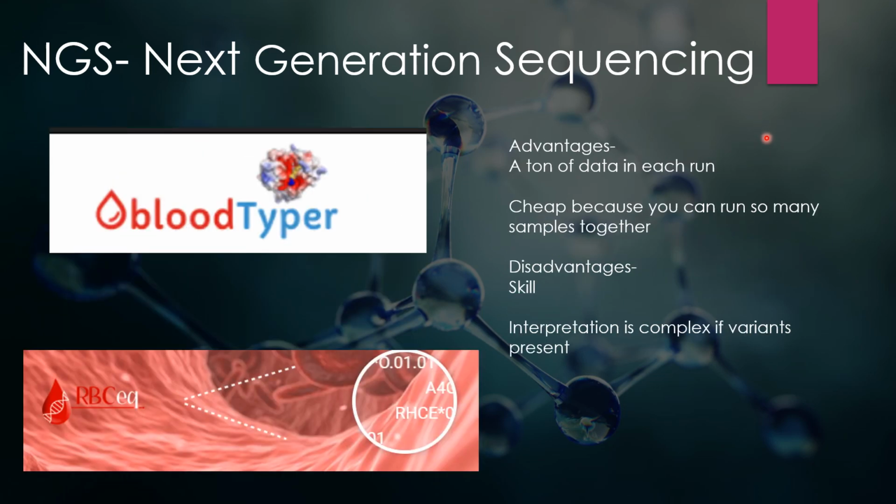So there's lots of advantages to this. It's a ton of data. It's very cheap because you can pool so many together. The disadvantage is the interpretation can be complex. They are developing some software where you can just kind of throw your data in there and it can spit out a predicted phenotype for you, but those are still kind of in development. So it does take some skill, and obviously because you're running so many samples at a time, you want to make sure that you're doing it well, or it can be very expensive to lose all of that data for one run.